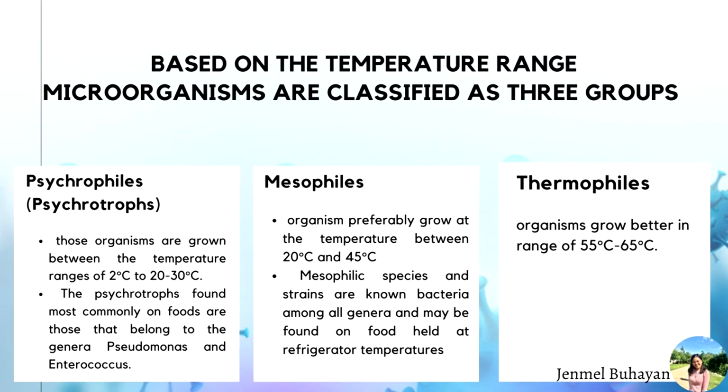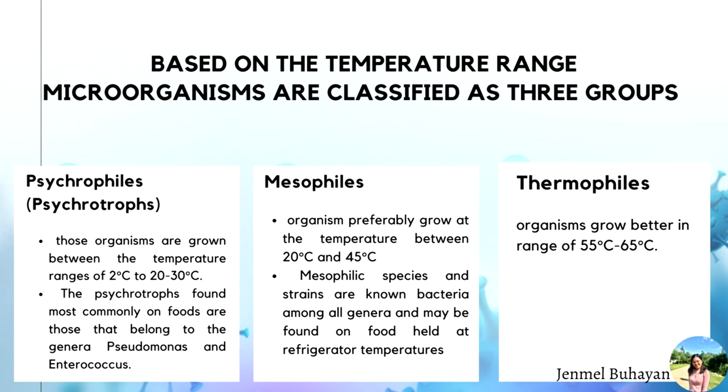Based on the temperature range, microorganisms are classified into three groups: psychrophiles, mesophiles, and thermophiles. Psychrophiles are organisms that grow at temperatures between 2 degrees Celsius and 20 to 30 degrees Celsius. The psychrotrophs found most commonly in foods are those that belong to the genera Pseudomonas and Enterococcus.